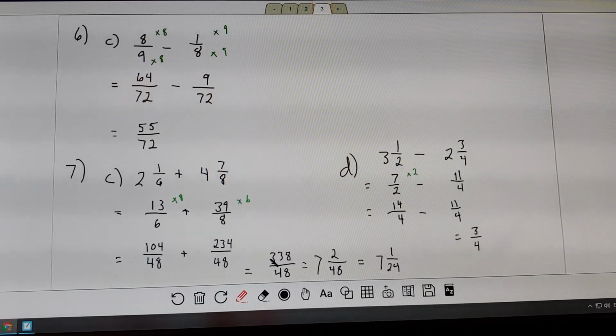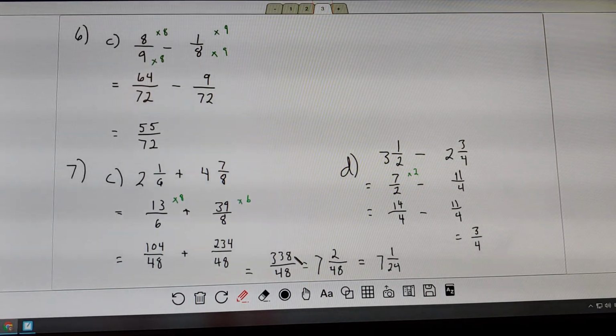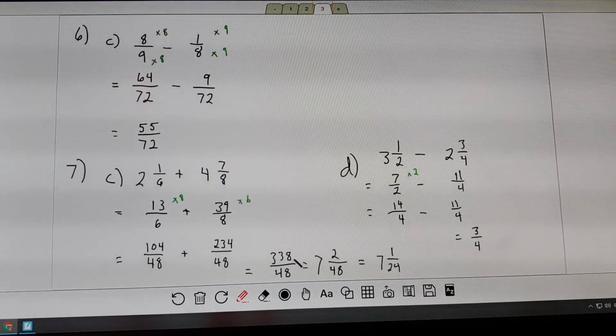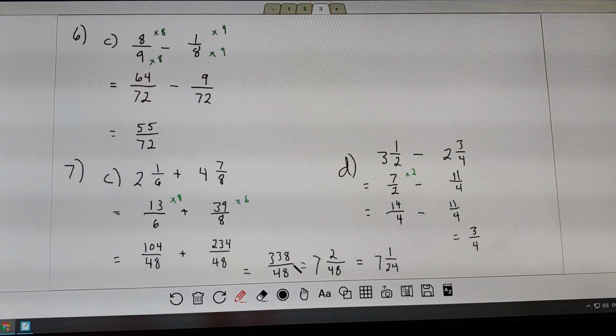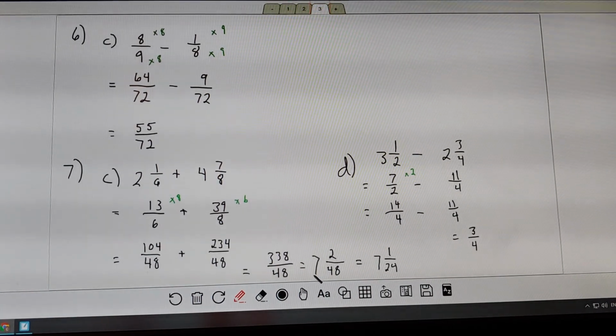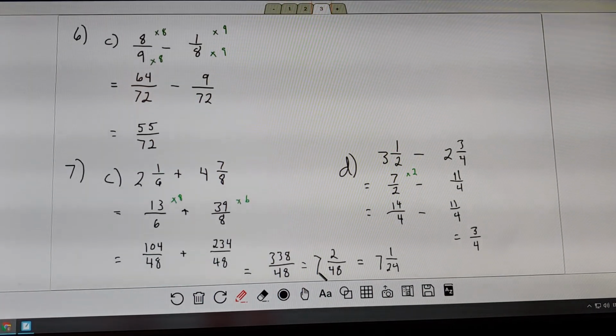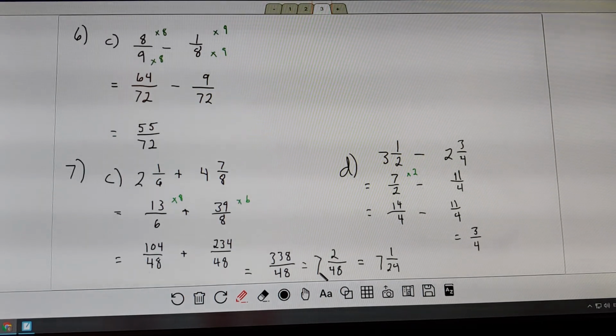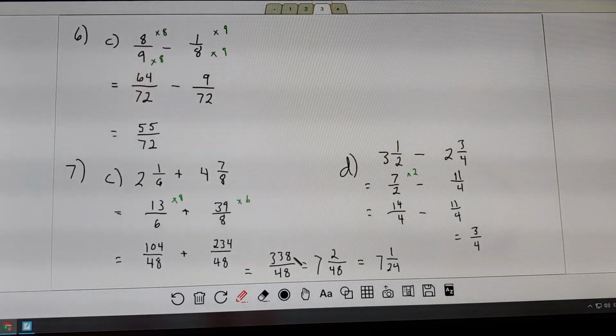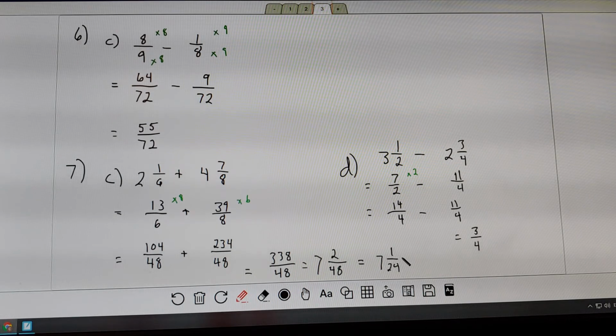If you're not sure how many groups of 48 go into 338, that's okay. On your calculator, just do what it says here, 338 divided by 48. You'll see your calculator will spit out 7 decimal something or another. So you know you get 7 whole groups. Then you can just do 48 times 7, and it gives you 336. So we know from 336 to 338 there's a difference of 2, so that's your numerator. Lowest terms, divide both by 2, you get 7 and 1/24.